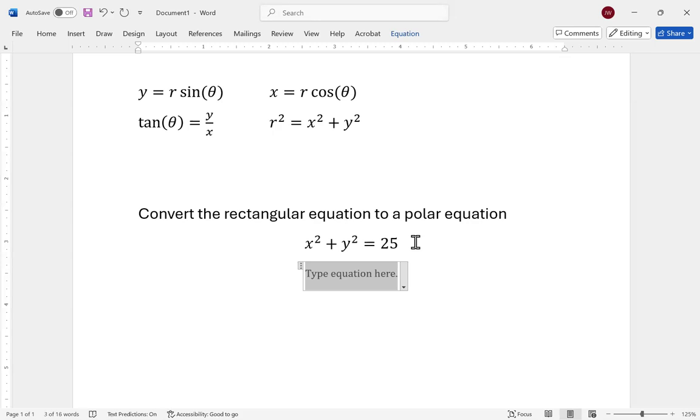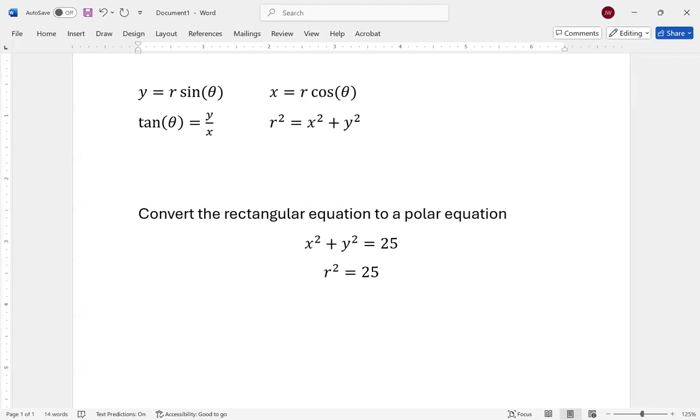In this example, we have an x squared plus y squared. The quickest way to do this is to say, well, that means r squared is equal to 25. So we just replace the x squared plus y squared with an r squared, and now we have a polar equation.